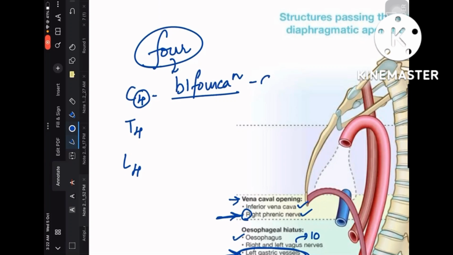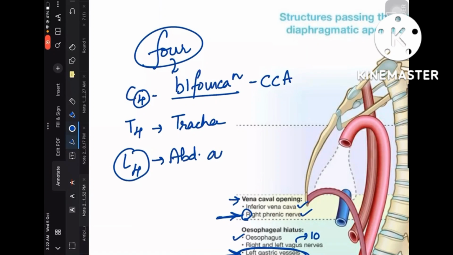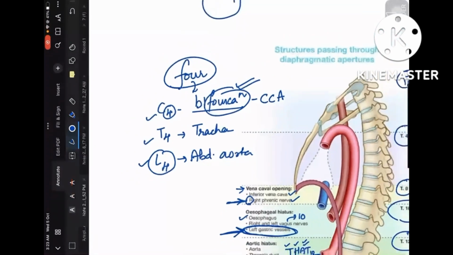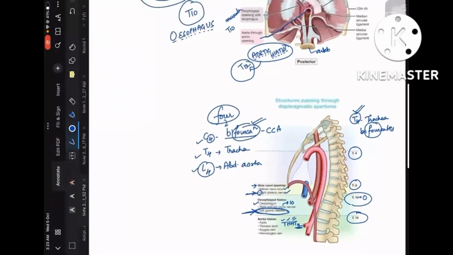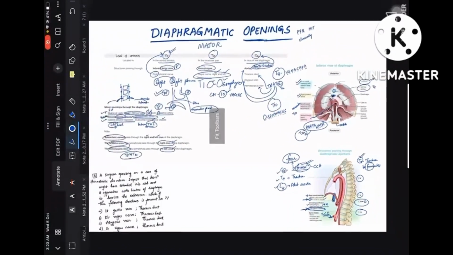At the level of C4, common carotid artery bifurcates, and at the level of T4, trachea bifurcates, and at the level of L4, abdominal aorta bifurcates. So this is the mnemonic that is given. Bifurcation, C4, T4 and L4. This is like an entirely different story. This is not at all related to diaphragmatic openings. Just because we have this T4 label here, I have revised that mnemonic here. So this completes the entire discussion of diaphragmatic openings.